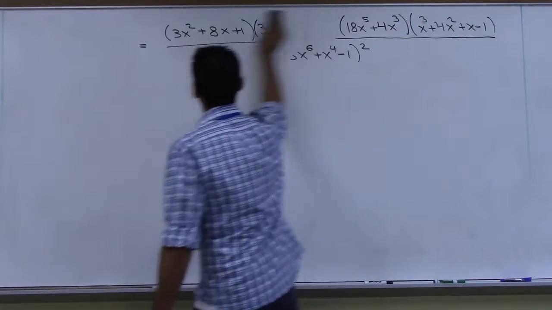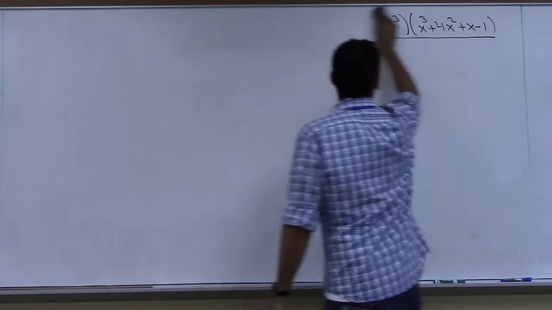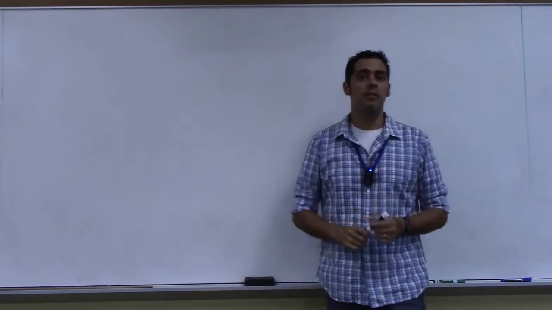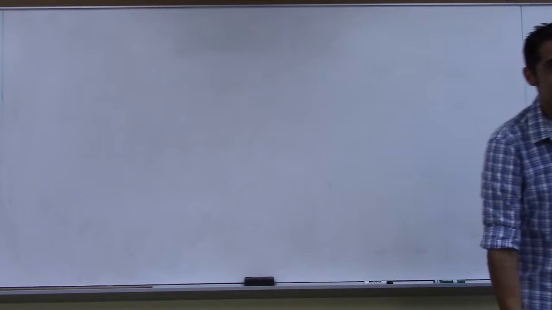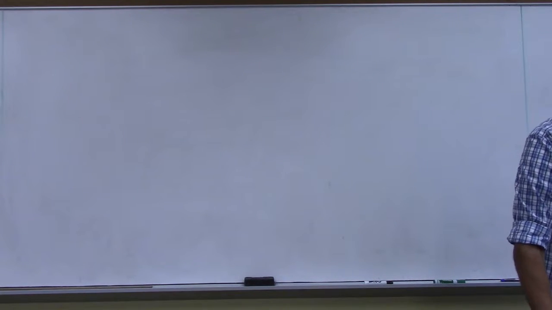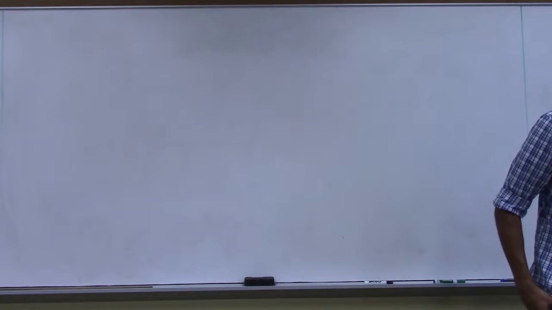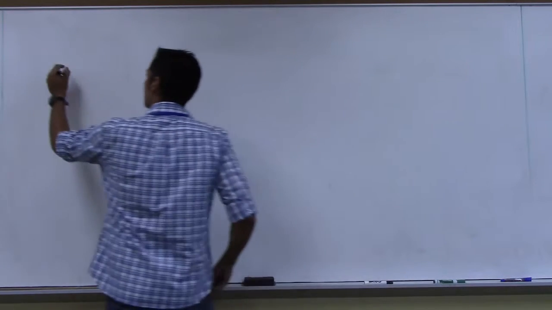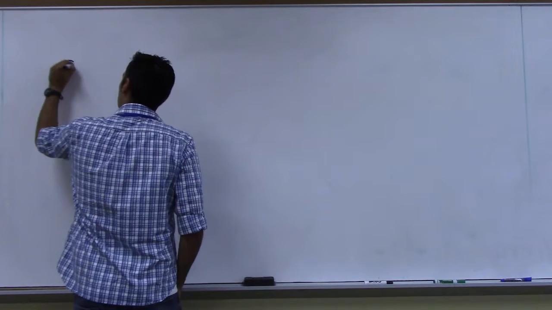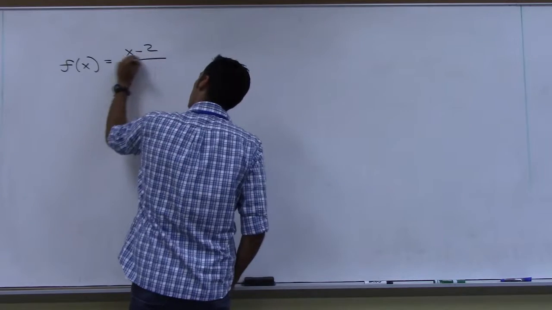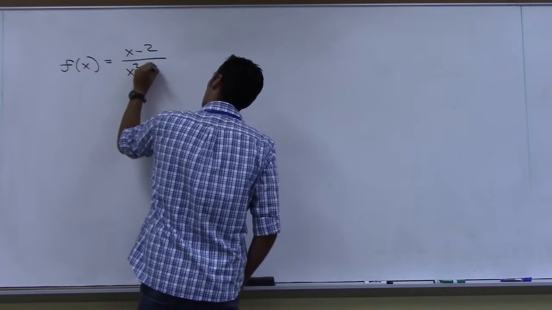All right. Would that be the derivative? Just that equation would be the derivative. That would be the derivative, yep. Now let's do one where we clean it up a little bit. That was too much to have to clean up. How about f of x equals x minus 2 over x squared plus 4?